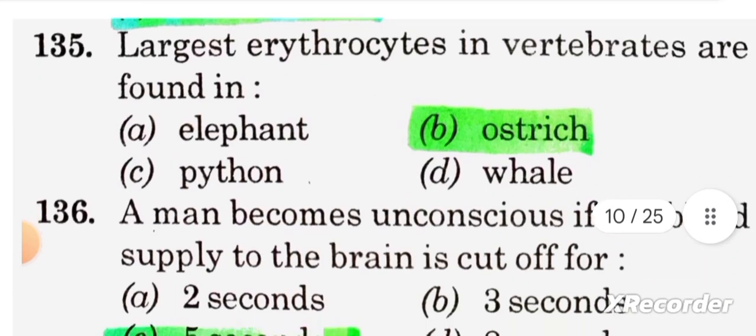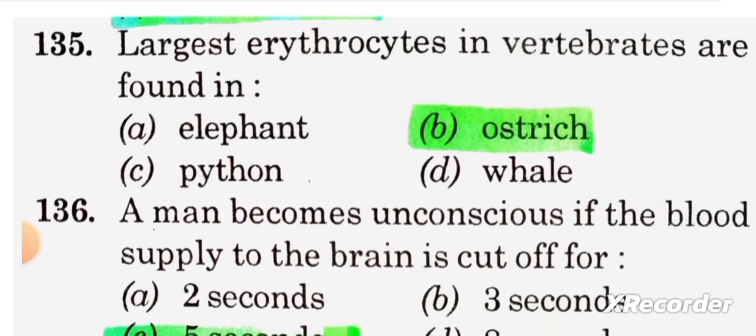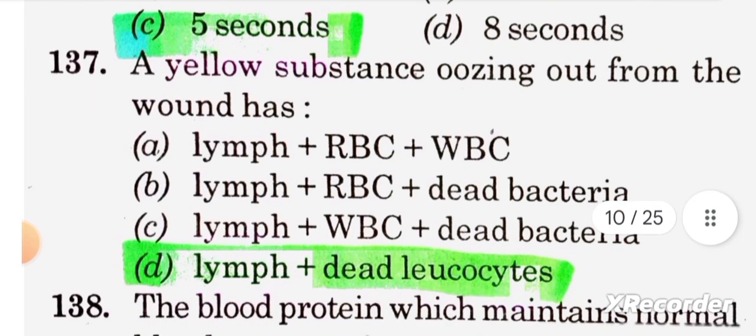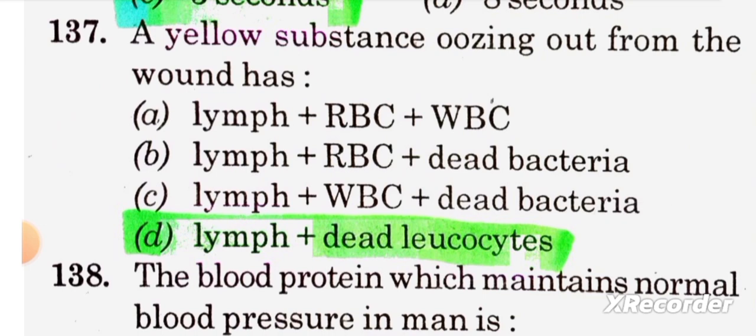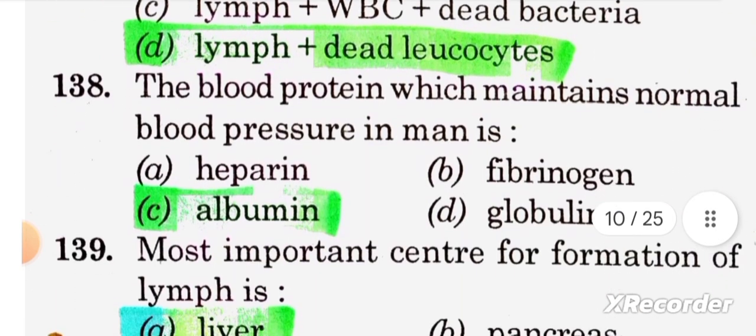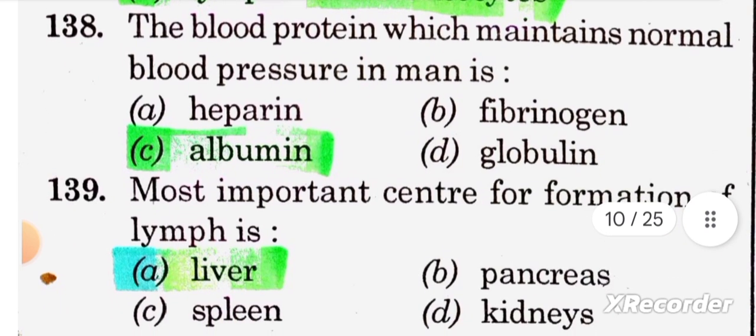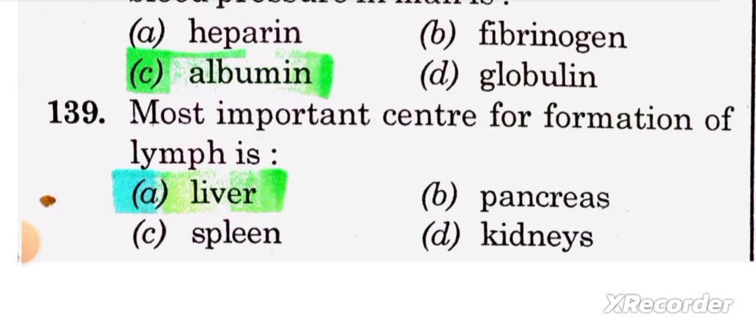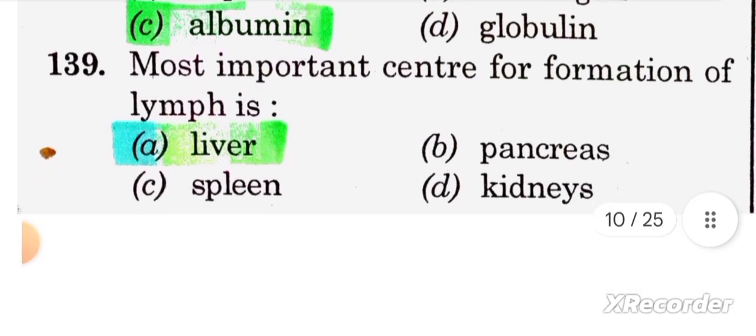Next, 135. Largest erythrocytes in vertebrates are found in answer B. 136. A man becomes unconscious if the blood supply to the brain is cut off for answer C, 5 seconds. 137. A yellow substance oozing out from the wound has answer D, lymph plus dead leukocytes. 138. The blood protein which maintains normal blood pressure in man is answer C, albumin. 139. Most important center for formation of lymph is answer A, liver.